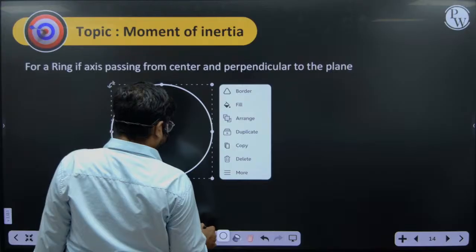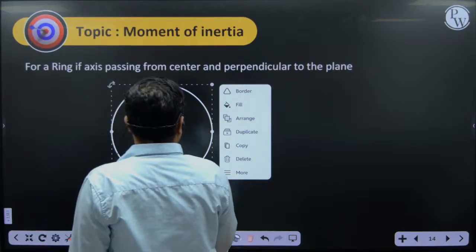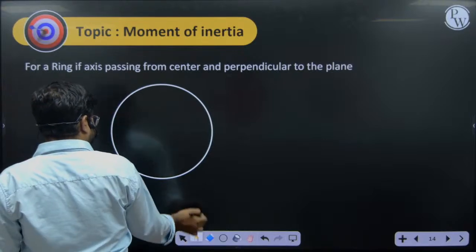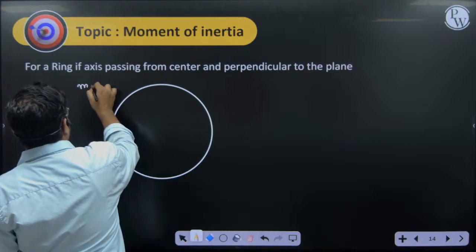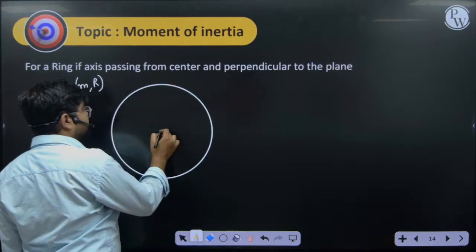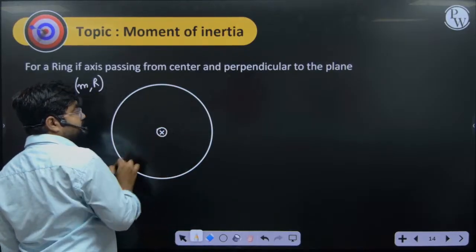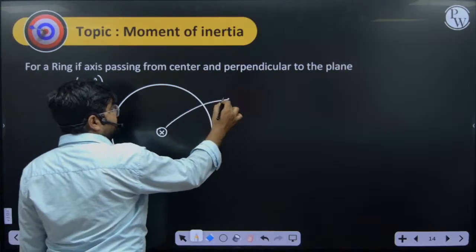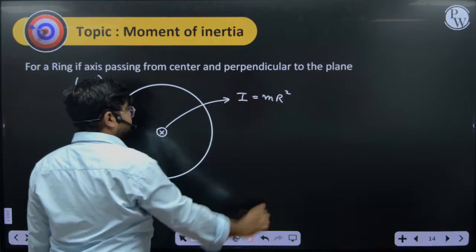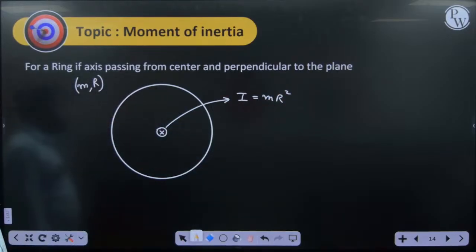So for a ring, let's say this is a ring of mass m and radius r. Axis passing from center and perpendicular to plane. About this axis, the moment of inertia is simply mr square. Okay, we just need to memorize this.